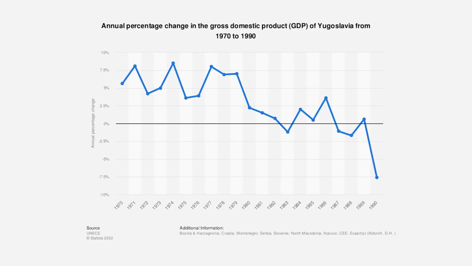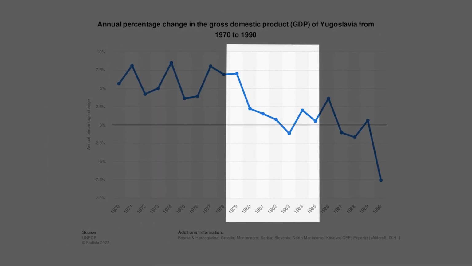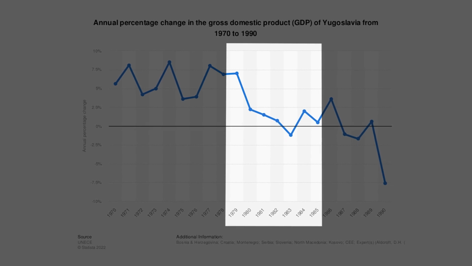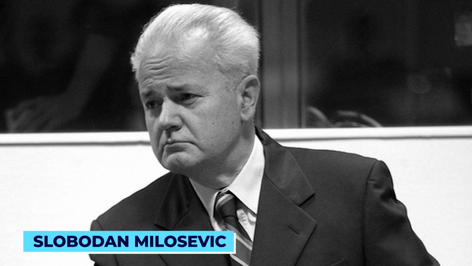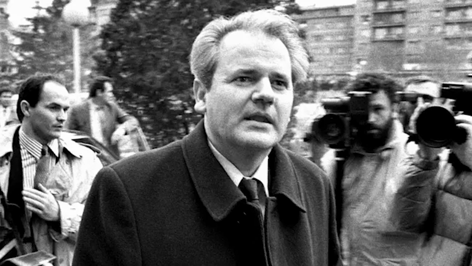This was quite evident, as between 1979 to 1985, Yugoslavia's real earnings plummeted by 25%. Slobodan Milosevic, a Serbian officer, was dispatched to the autonomous province of Kosovo in 1987 to quell a racially motivated protest by Serbs against the Albanian administration.